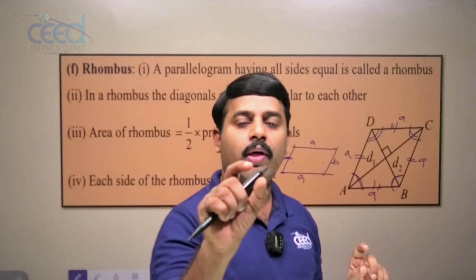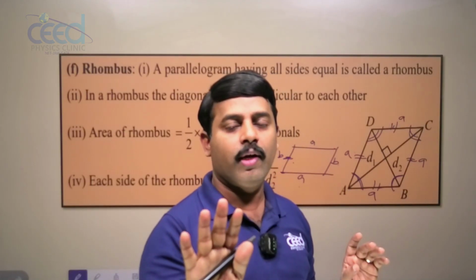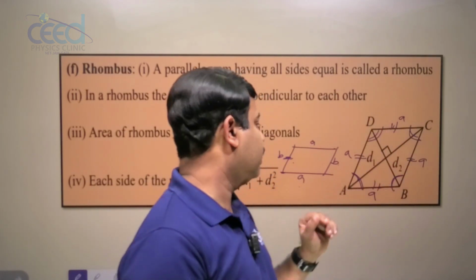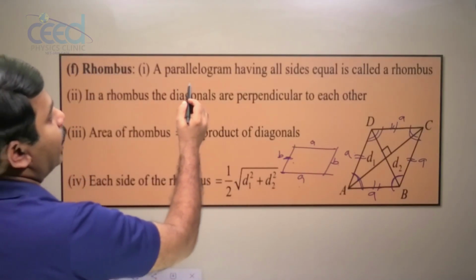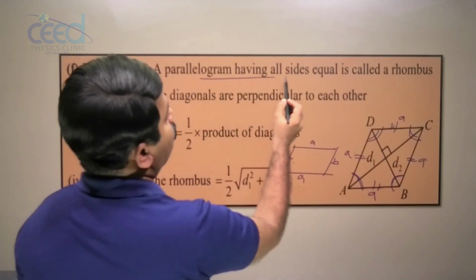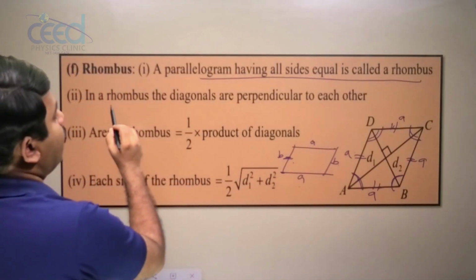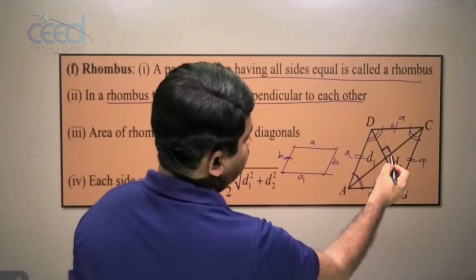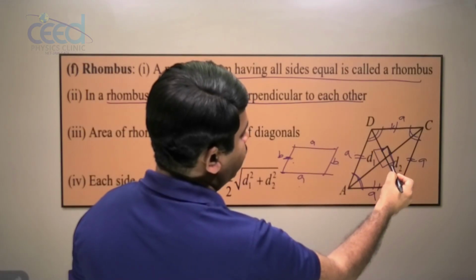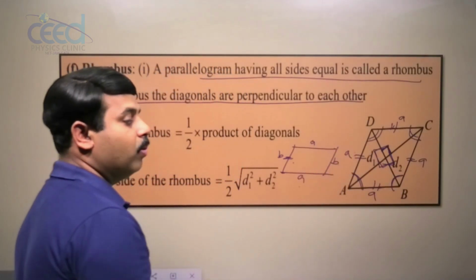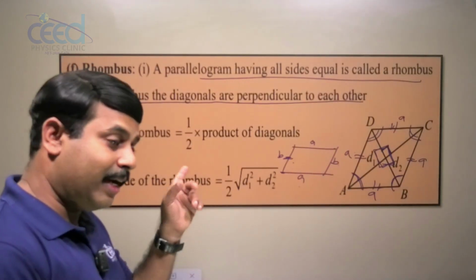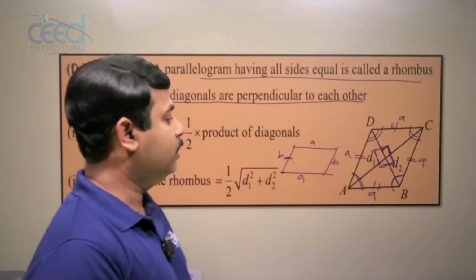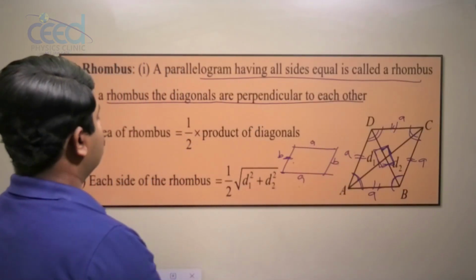So in a parallelogram, if all sides are equal and opposite pairs are parallel, then we can say it is a rhombus. A parallelogram having all sides equal is called a rhombus. In a rhombus, the diagonals are perpendicular to each other. But in a parallelogram it is not perpendicular. In a rectangle it is not perpendicular either, but in a square it is perpendicular. Here in a rhombus also the diagonals are perpendicular.